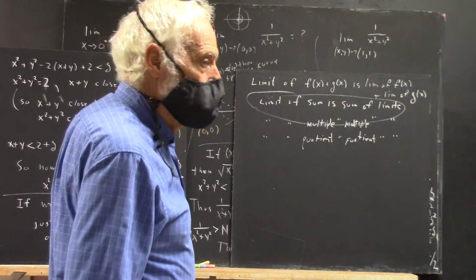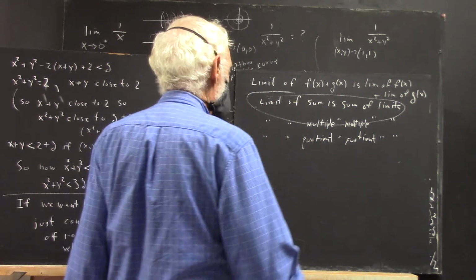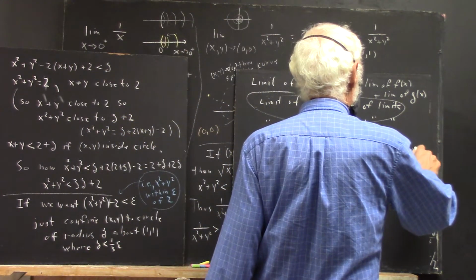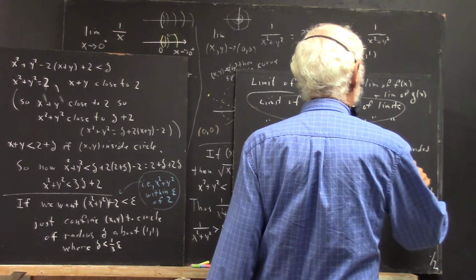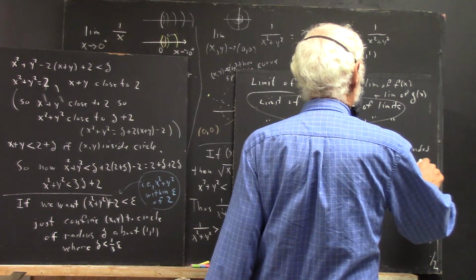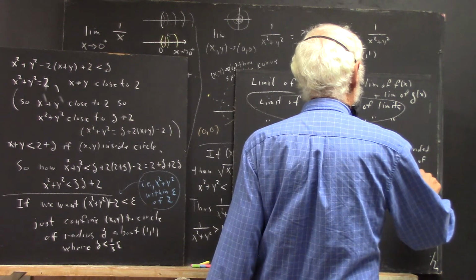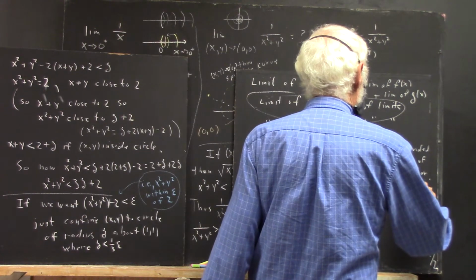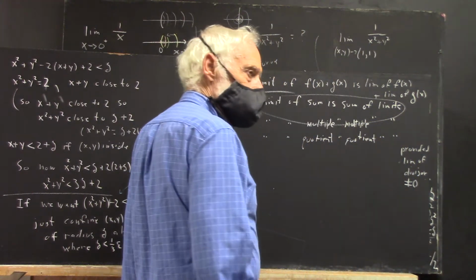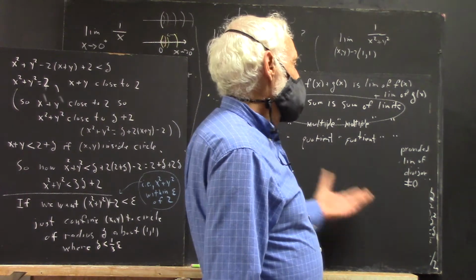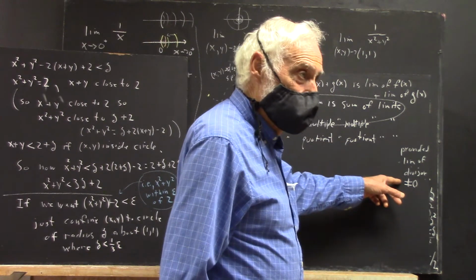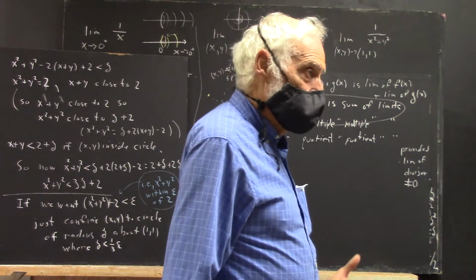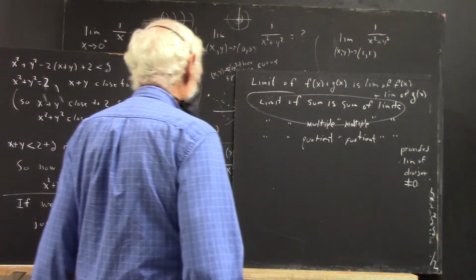Limit of a quotient is the quotient of limits. But you do want to include the caveat that you better not try it if the divisor has a limit of 0. Because then when you try to do the quotient of the limits, you get something over 0. Then you've got to be a little bit careful.